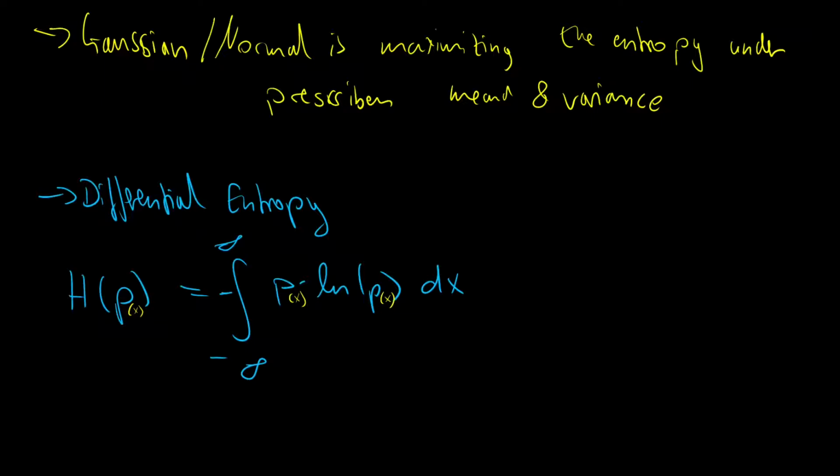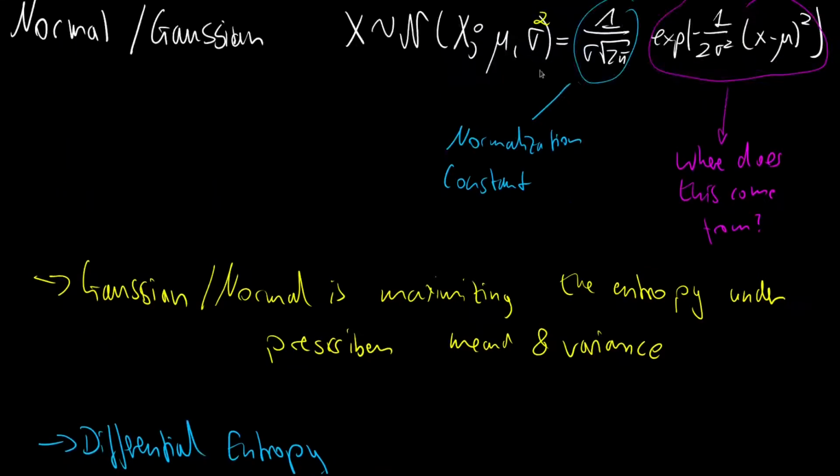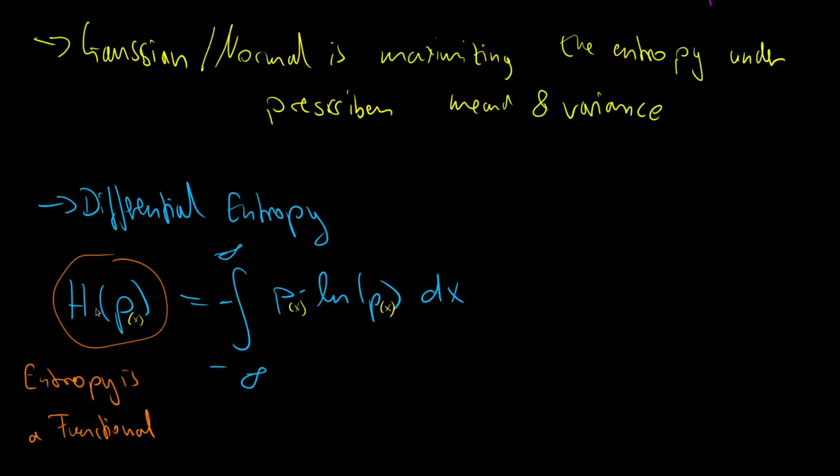And this might ring a bell. That is a functional. Here the entropy is a functional. And a functional was nothing else than a function of functions, because it is taking in a function or a distribution, and it is putting out a scalar value that is the entropy of this distribution. And entropy is encoding the randomness inside this distribution. So actually what we will be doing is we will use the fact to derive that the Gaussian or normal is maximizing this functional under prescribed mean and variance.